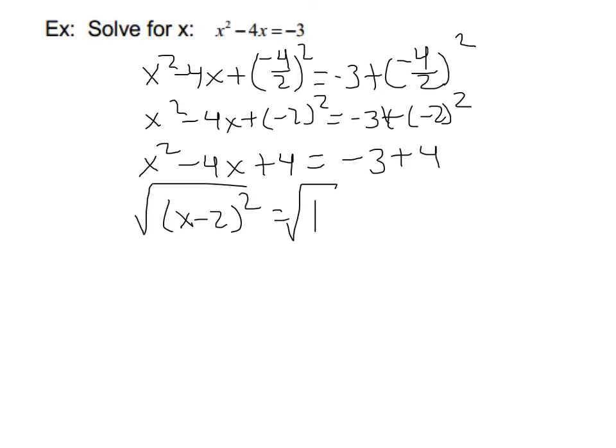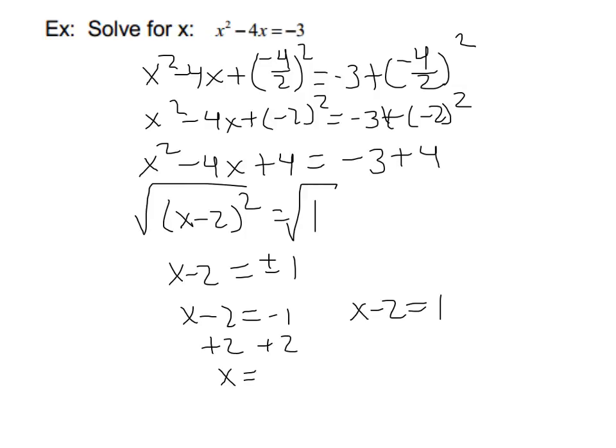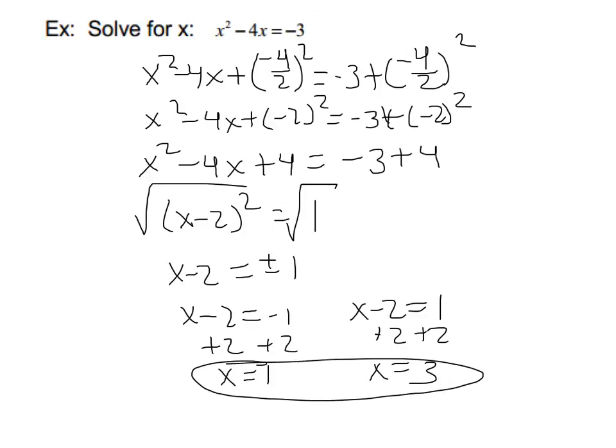Square root. X minus 2 equals plus or minus 1. So you get x minus 2 equals negative 1, x minus 2 equals positive 1. Add the 2. You get x equals 1, x equals 3. So again, this is solved by completing the square.